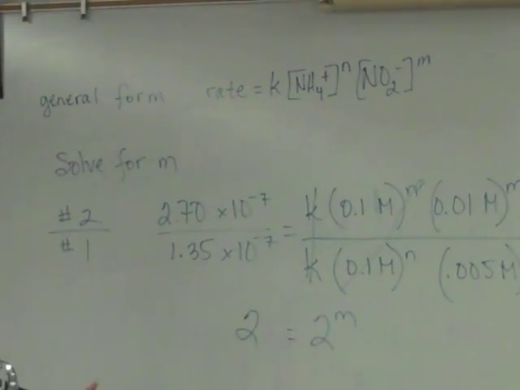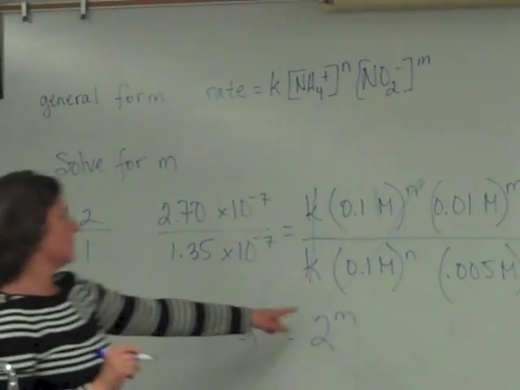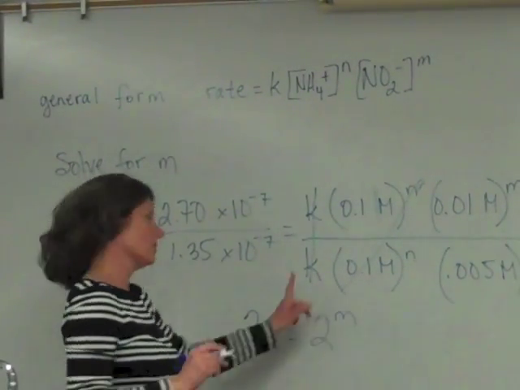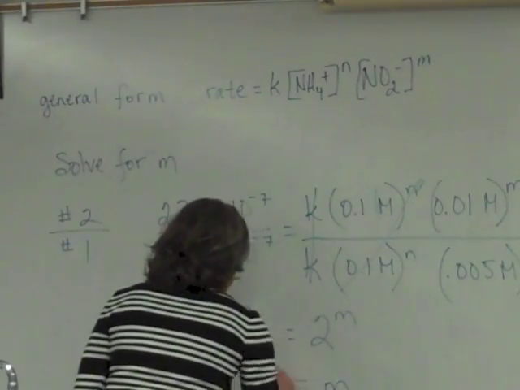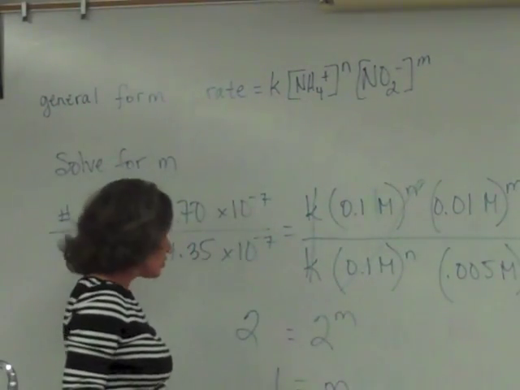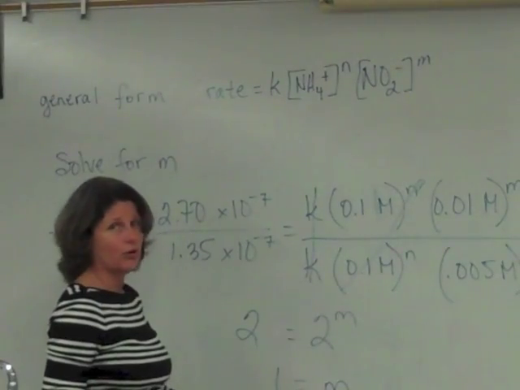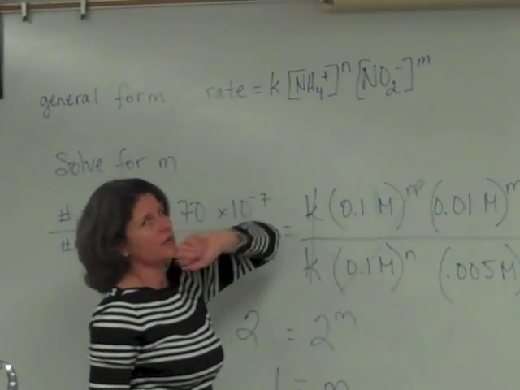Okay, so can we solve for m? Yes, we can. What is the value of m? It's 1. So m is equal to 1. So that is the order of nitrite.